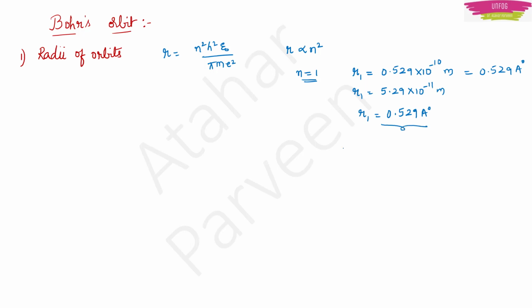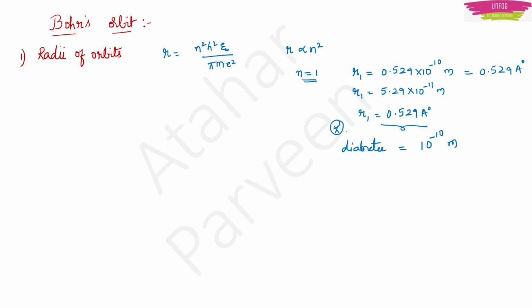This you will double for a diameter. So the diameter of an atom will be about 10 to the power minus 10 meter. These all can be multiple choice questions. So this is how you can derive the quantities related to Bohr's orbit.